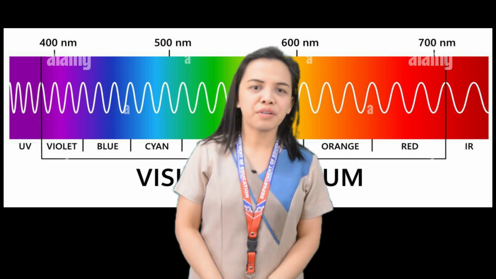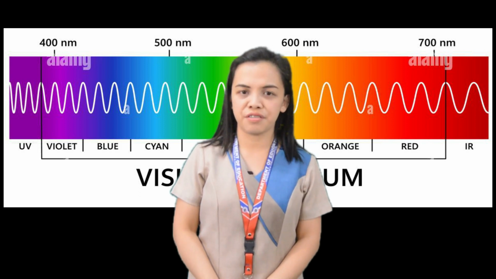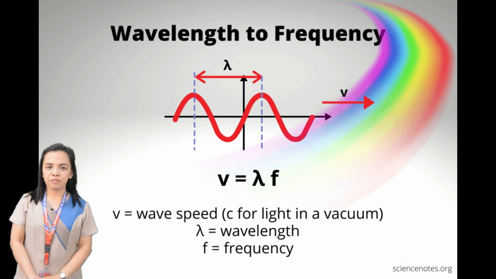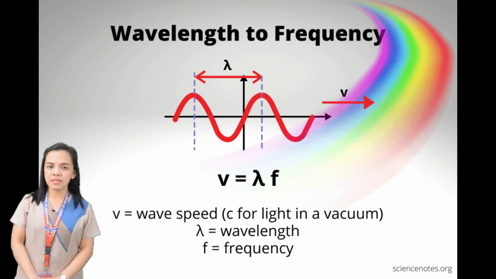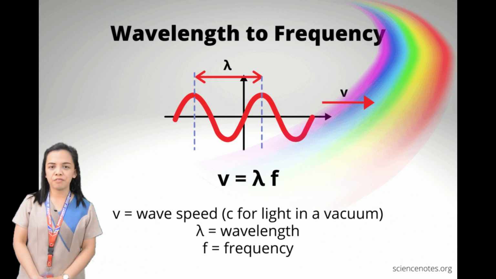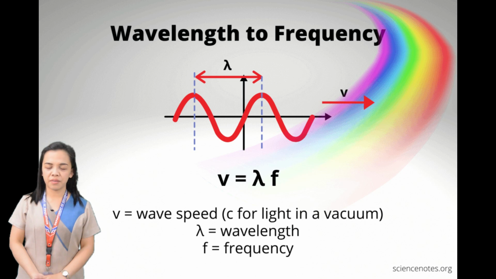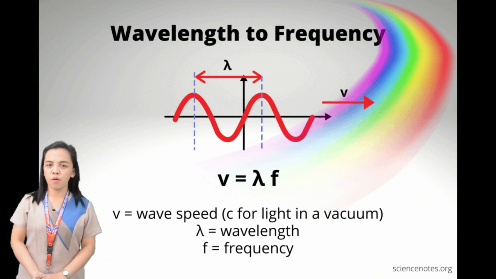As you can see, we're going to consider the wavelength and the frequency. In this equation for wave speed, the wave speed is represented by V, while the wavelength is represented by lambda. On the other hand, we have F for the frequency. We're going to multiply the wavelength and frequency for us to get the speed of the light.